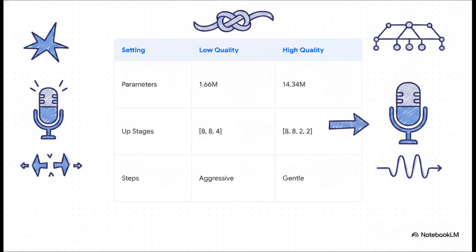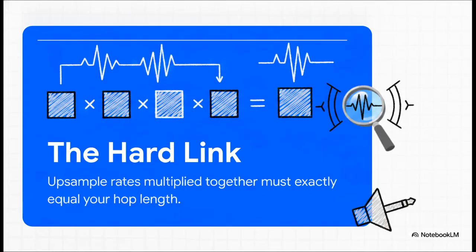Now, I want to slow down for a second because this specific mathematical rule is absolutely crucial. We call it the hard link. Your upsample rates multiplied together must exactly equal your hop length. And the hop length is just the chunk of audio data the model processes at one time. So if you're using upsample stages of 8, 8, 2, and 2, those multiply to exactly 256.